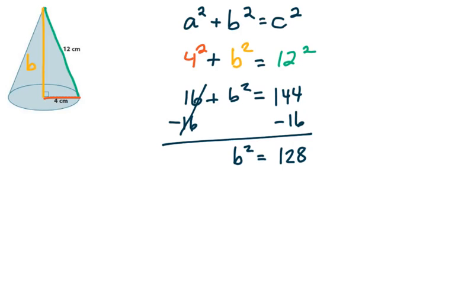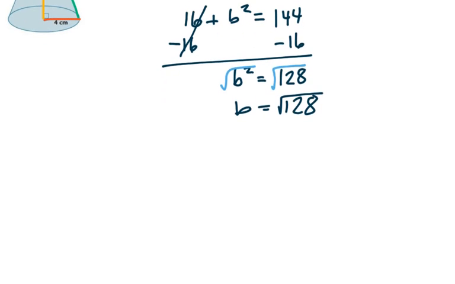I've identified my A, B, and C, and I've substituted those into the Pythagorean theorem. So I have 4 squared plus b squared equals 12 squared. So 16 plus b squared equals 144, and subtracting the 16 on each side gives me b squared equal to 128. So when I take the square root on each side, I'm left with b is equal to the square root of 128.